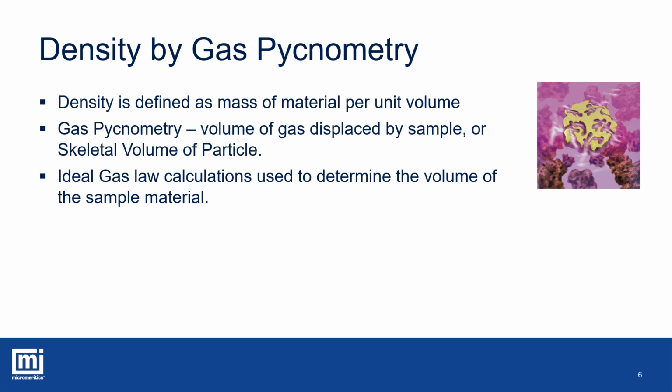As noted in the previous slide, we need the density of the material in order to relate surface area to particle size. Density is defined as the mass of material per unit of volume. We use gas pycnometry, which is a gas displacement method, and we look for the volume of gas displaced by the material in order to calculate the skeletal volume or skeletal density. This technique uses the ideal gas law to make this determination.